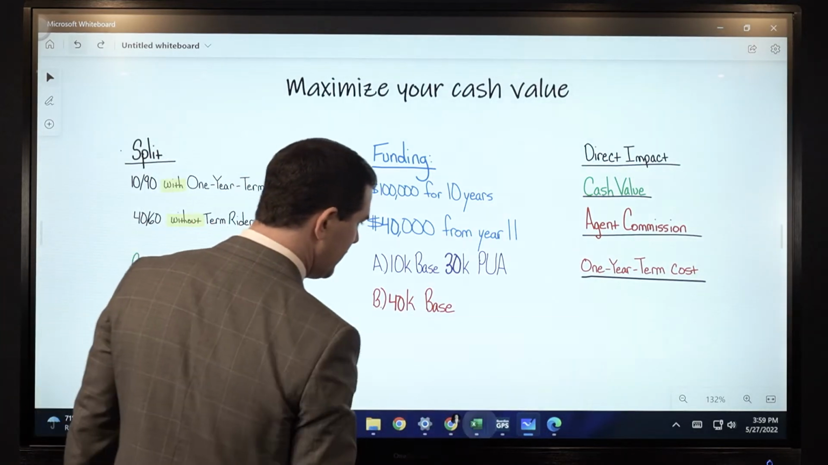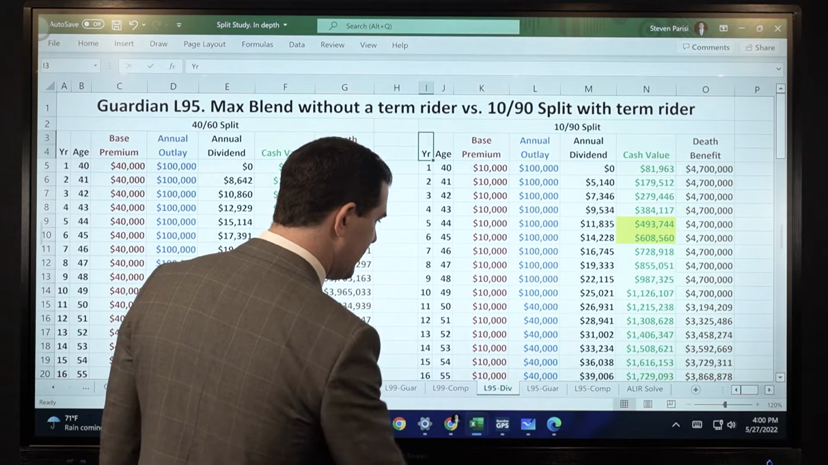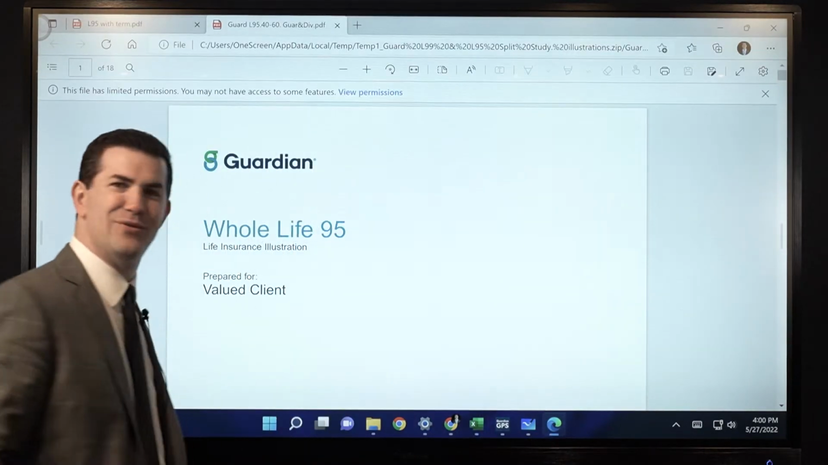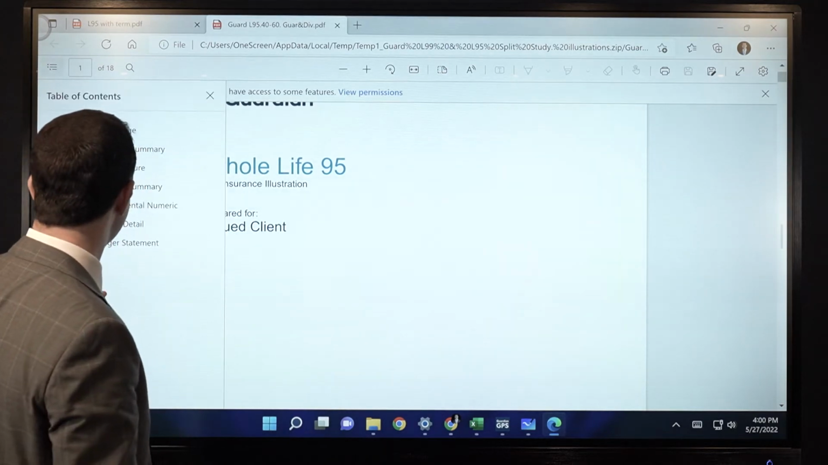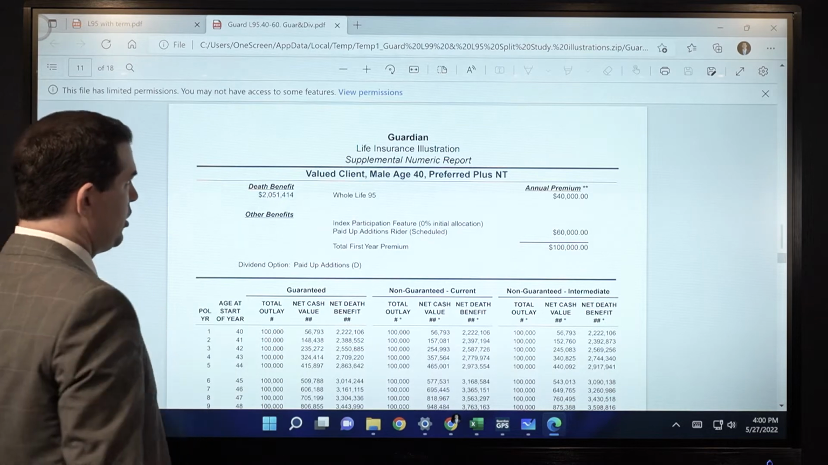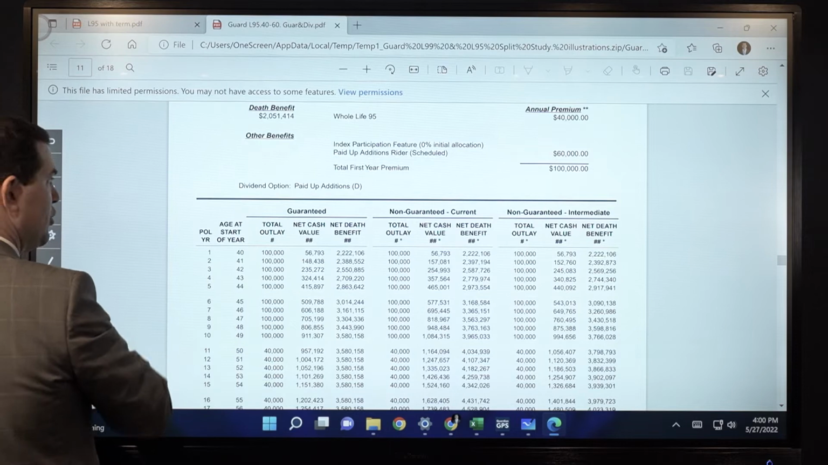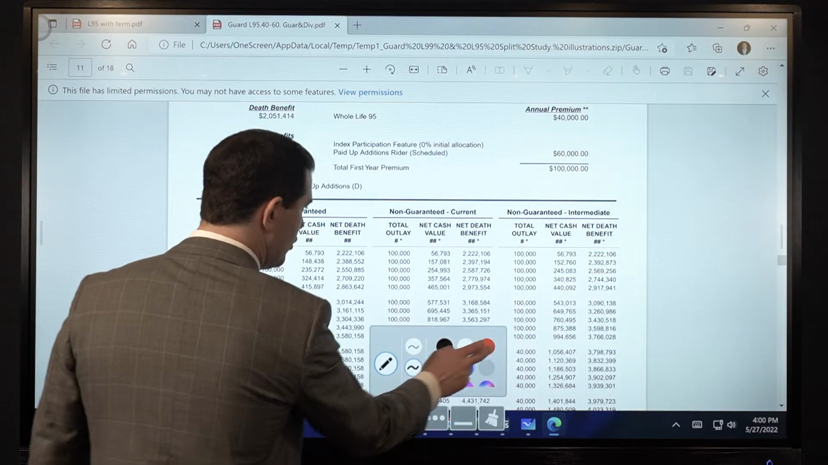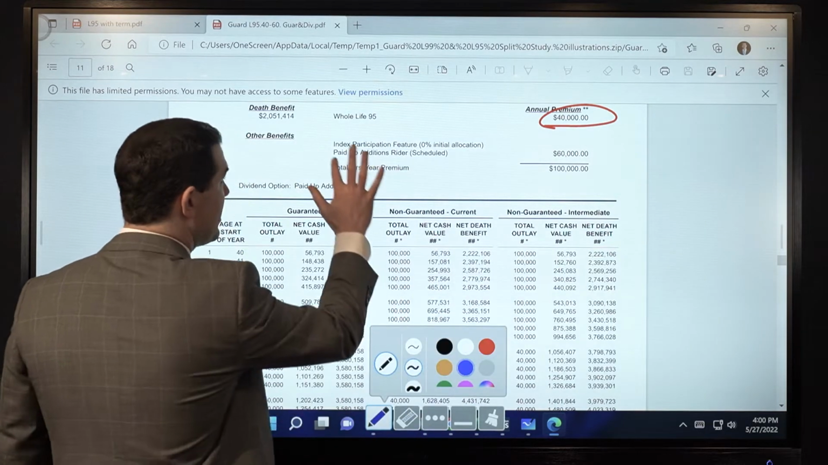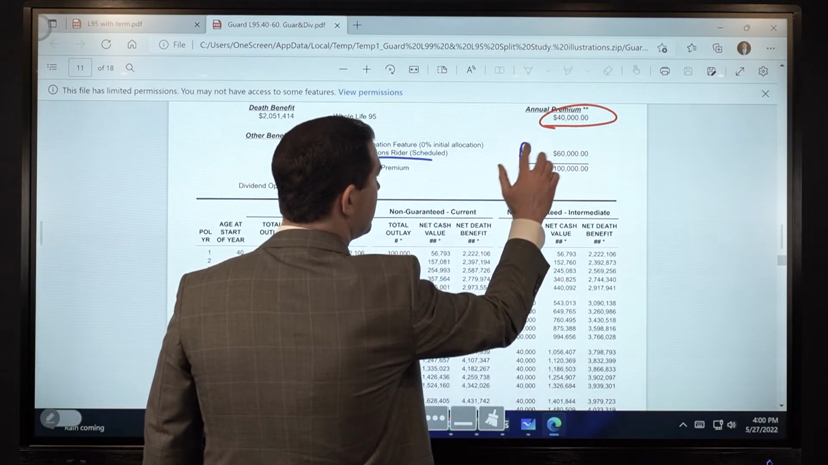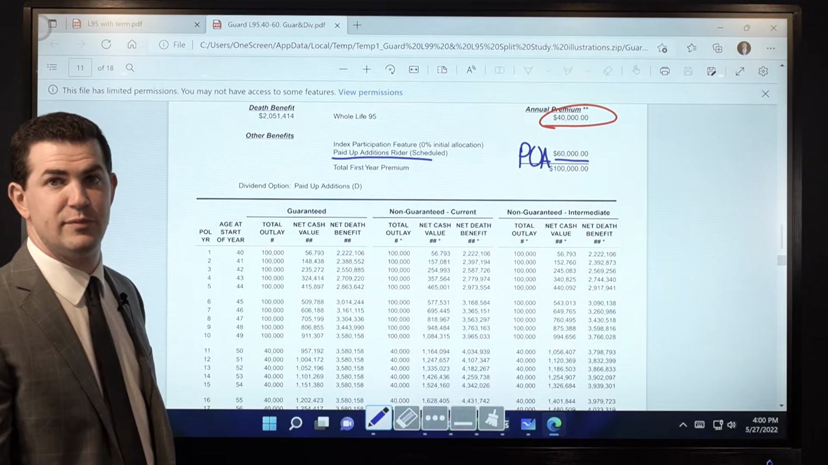Let's have some fun. Before I just jump into the numbers here, actually, wrong spreadsheet, there we go. Let's take a look at the full illustrations, shall we? So we will begin with the 40-60 split, and we have both the guaranteed and non-guaranteed values in this particular case. What you'll see, upper right-hand corner, base premium, $40,000. Paid up additions rider in blue, that's my PUA rider, $60,000. There's my 40-60 split.